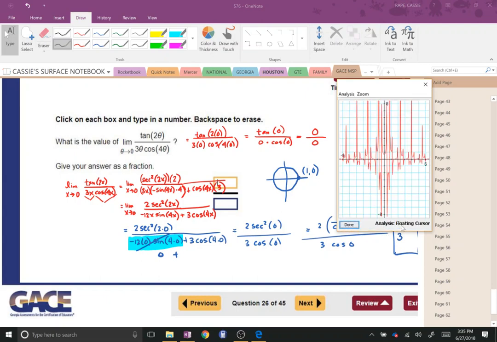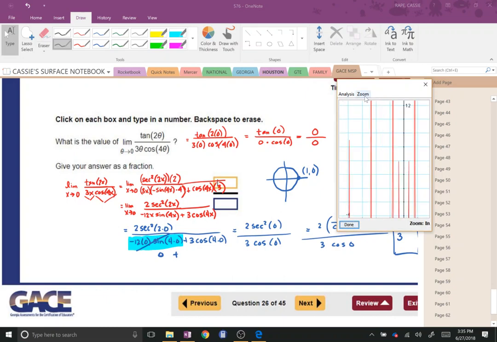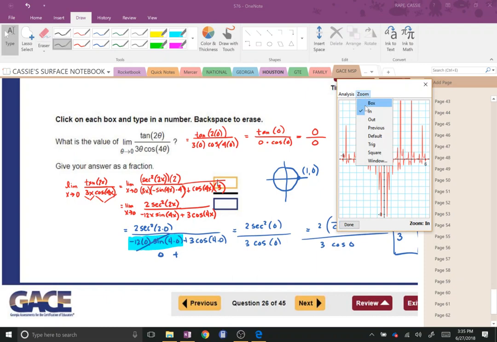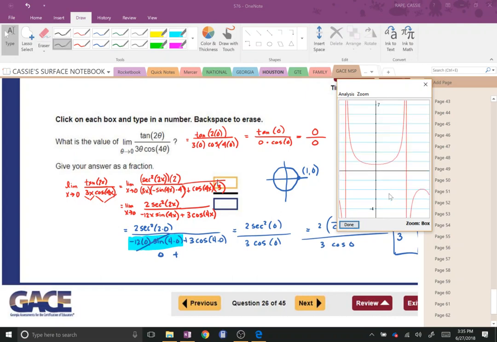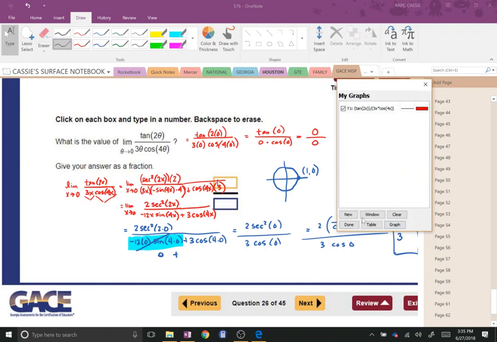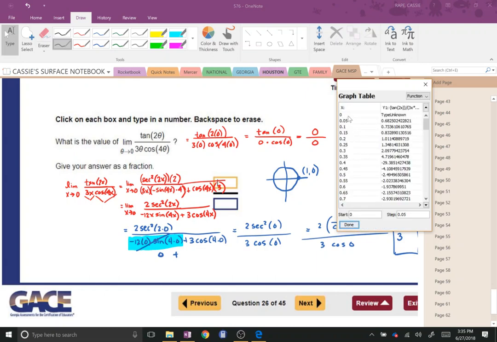If you look at the graph, it's kind of insane. If you zoom in, and we're zooming in on 0, what's going on right here? I'm going to do a zoom box, and zoom in on x equals 0, somewhere around there. And the thing is, you can't see this, but there is a hole at 0. Let me show you where you would see it. You would see the hole at 0 if you go and look at the table. At 0, it says type unknown. So at 0, it doesn't exist. But as you get closer and closer and closer to 0, it does exist.